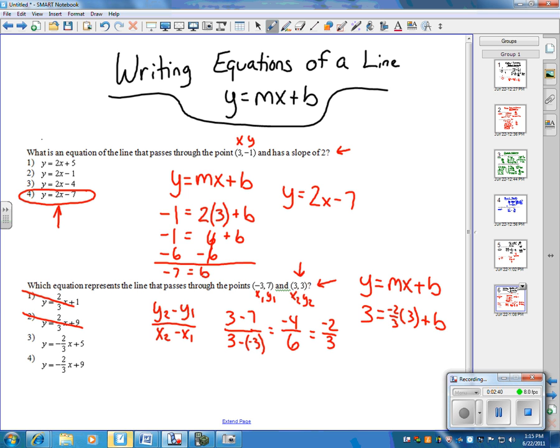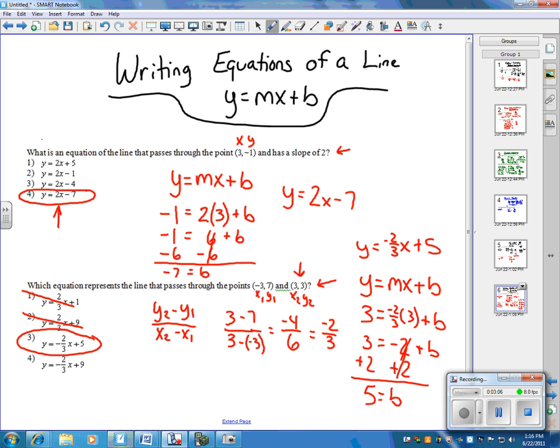-2/3 times 3 is -2, so this is going to be -2 equals 3 plus b. Finish off by adding 2 to both sides. The 2's cancel, and b is 5. So that makes our equation y equals -2/3 x plus 5, which happens to be answer number 3.